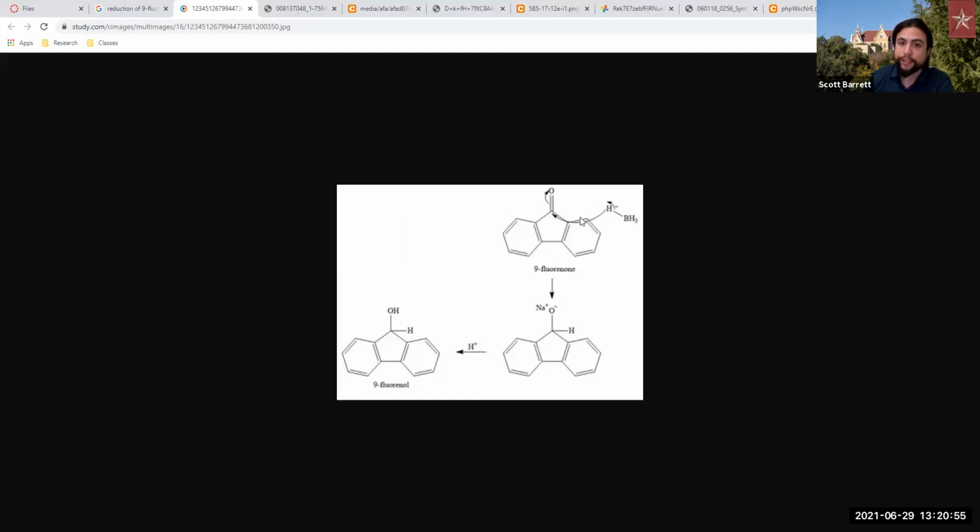Then the hydride is simultaneously going to attack the carbonyl carbon because it is electrophilic. Then the pi bond is going to break here, and the electrons are going to donate up to the oxygen, causing it to have a negative localized charge. And then what we can do is perform a workup involving either water or light acid in order to protonate our alcohol and leave us with our 9-fluorenol. And it's a very straightforward reaction.